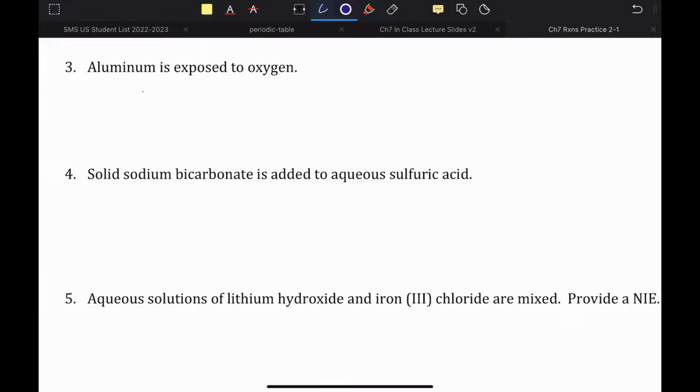All right, next up, we've got aluminum is exposed to oxygen. So if we think about this, right, we've got 2 elements. All 2 elements can do is form a compound. The compound's formula is governed by Chapter 5 rules, obviously, and then we balance. It's solid because it's ionic and there's no water present.